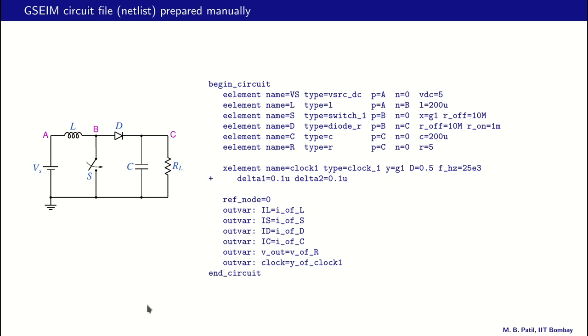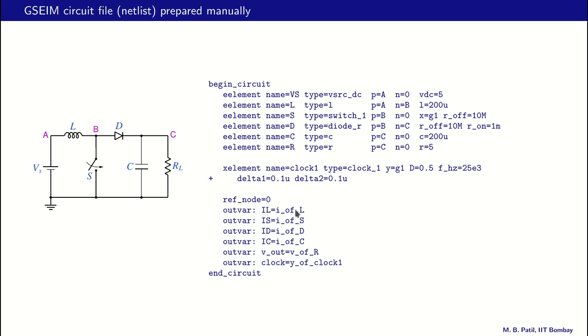One more important aspect that we should comment on is the so-called output variables, which are denoted by this outvar statement. In our circuit, we have defined 6 of these, and let's take the first one. It says IL, which is a name given by us. We could have called it IL1, for example. IL equal to I of L.